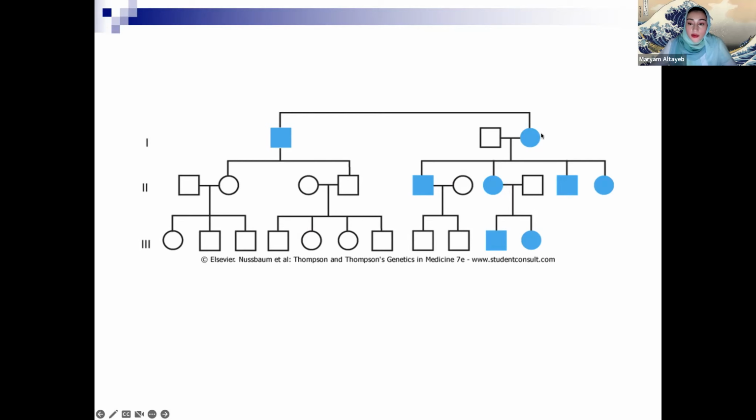Okay, and remember that all of your kids are getting your mitochondria, okay, if you're a female. So all of them will have the disease. You can see here that there's not a single person that doesn't have the disease. So just keep in mind and make sure to know this Punnett square, this, I forgot the name again.